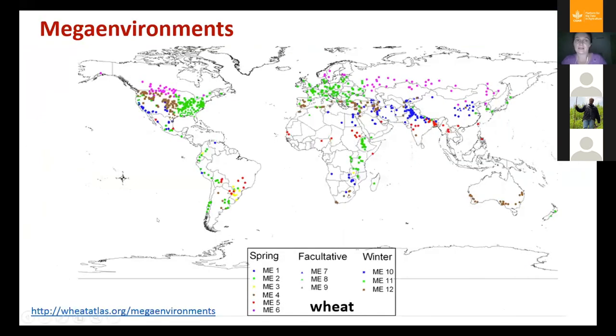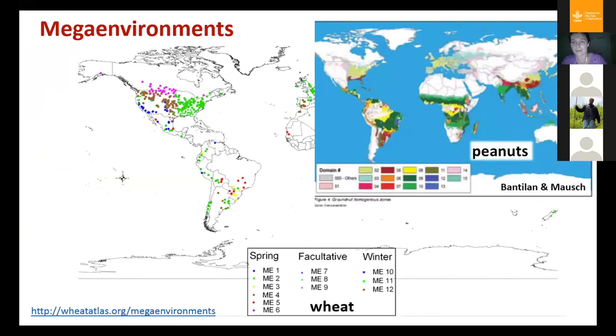So now just a few examples which I dug out. I think CIMMYT has done a really good job looking at mega environments across the globe. There is also an example of peanut from ICRISAT, but this is an approach which I'm not so familiar with. So I would like to ask Diego to maybe talk about this more.